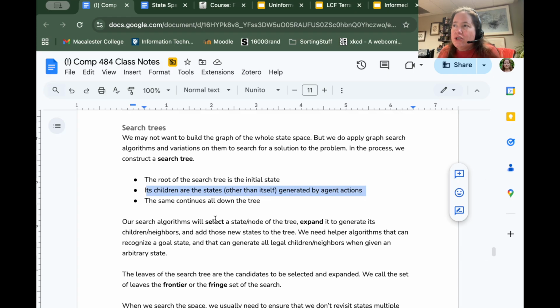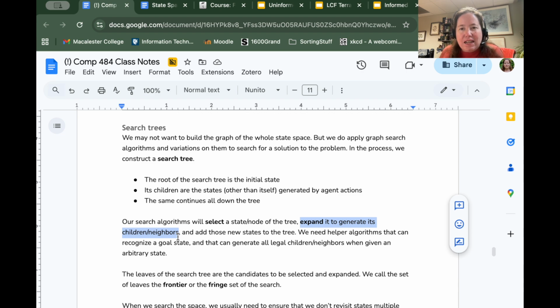So all of our search algorithms are going to select one of the states or nodes in the tree, one of the leaves, and they will expand it to generate its children. Neighbors, if you think of it as a state space, but children in the context of the tree. And then we add those new states to the tree. So there are different ways of organizing the leaves on the tree, and fundamentally that's the difference between the different search algorithms that we're going to examine.